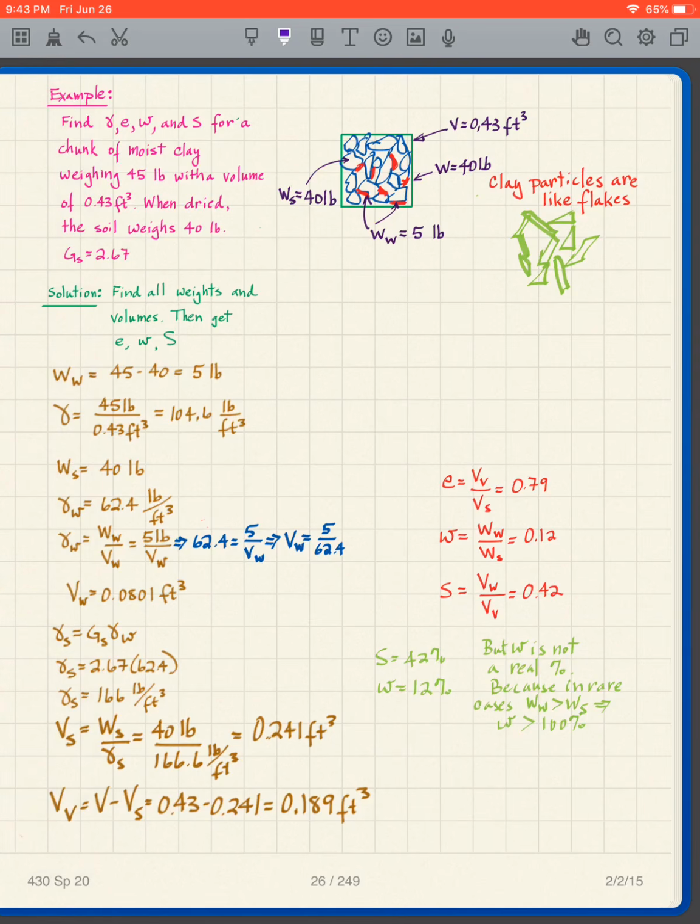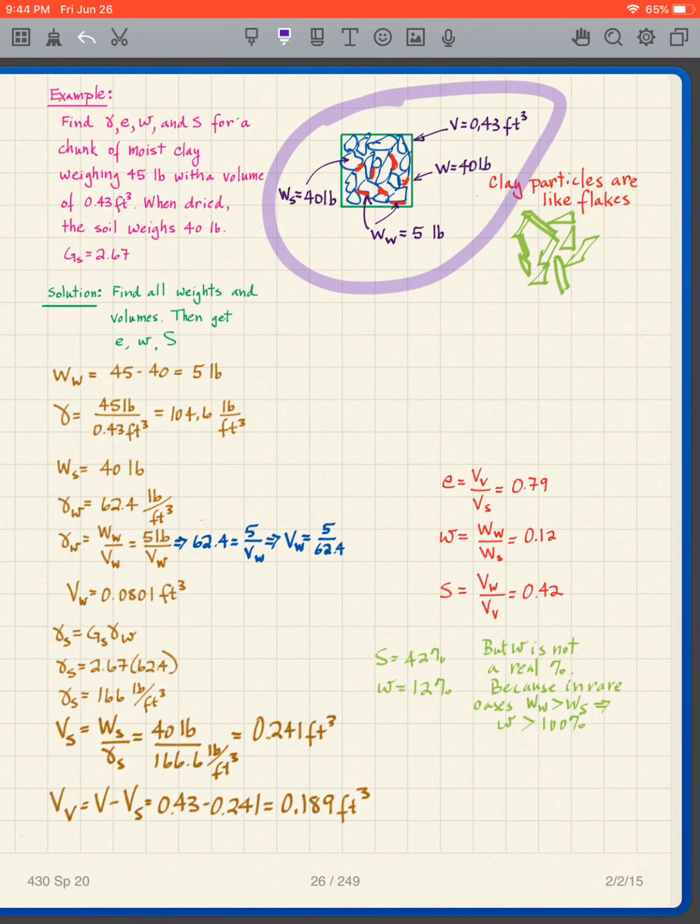Okay, I want to do another example. It's going to be this. It says find gamma, E, small w, and S for a chunk of moist clay that weighs 45 pounds, has a volume of 0.43 cubic feet, and when dried, the soil weighs 40 pounds, and the G sub S of the particles is 2.67. We can draw a little picture of it.